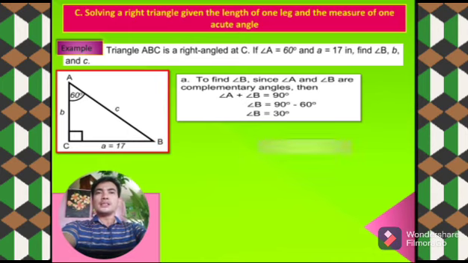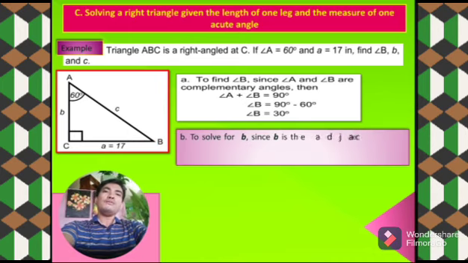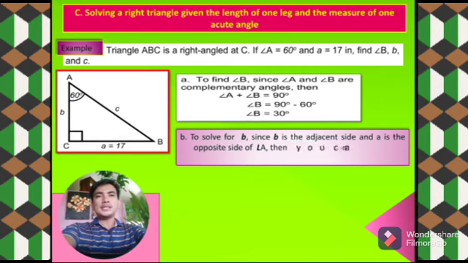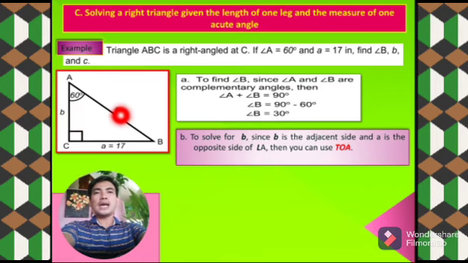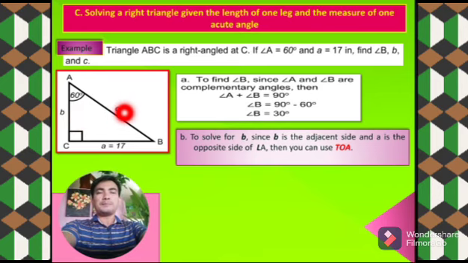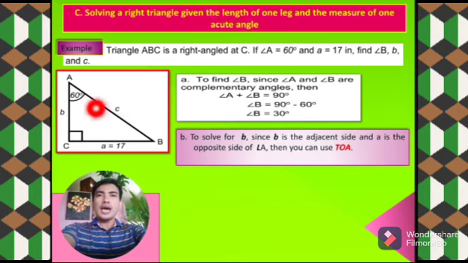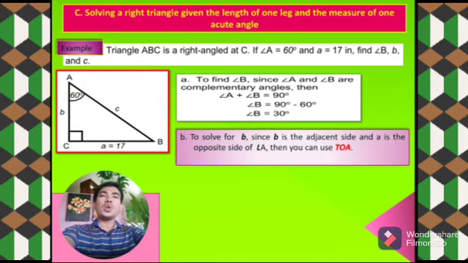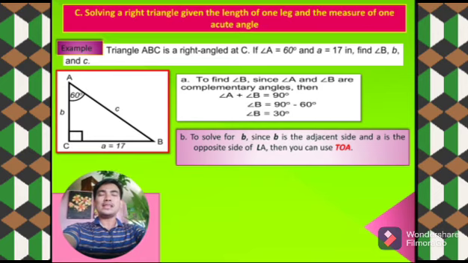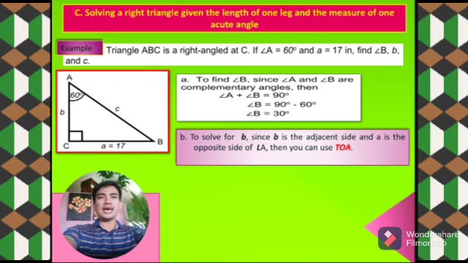Okay? So next up, to solve for side B, since B is the adjacent side to angle A, and A is opposite to the angle A, this one, then you can use TOA, or tangent is equal to opposite over adjacent.